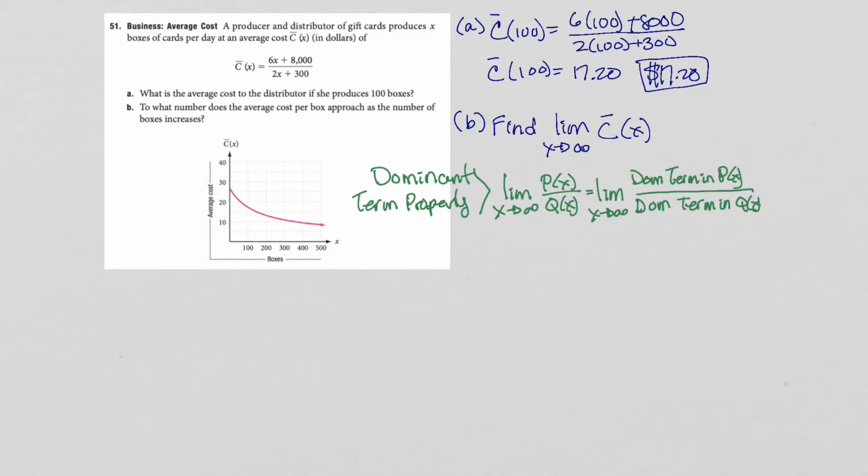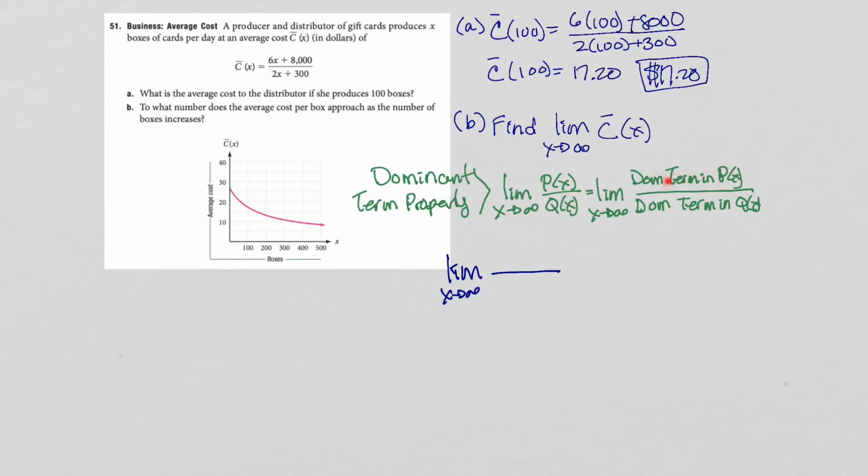To find this limit, we're going to make use of the dominant term property, which says if you have the limit of a polynomial divided by a polynomial as X goes to infinity, this is going to be given by the limit as X goes to infinity, taking the dominant term in the numerator and dividing it by the dominant term in the denominator. So we're going to be looking at the limit as X approaches infinity of, now, the dominant term in the numerator, in P of X.